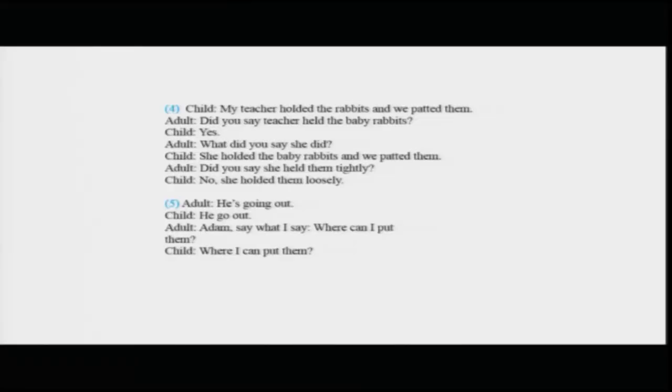Let's look at another example. The adult says, he is going out, and the child says, he go out. Adam, say what I say, where can I put them? The child repeats, where I can put them. So you see, exact repetition is also not happening. In both of these examples, adults are trying to give some feedback by way of syntactic, grammatical construction, but that is not really rubbing off as well as it probably should.